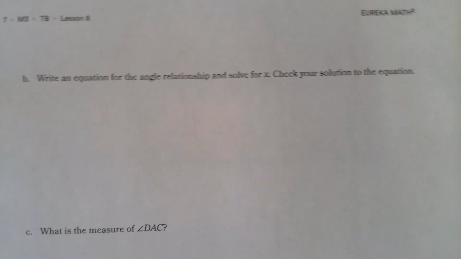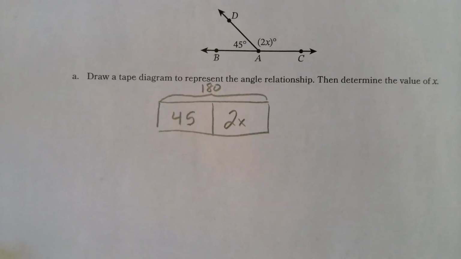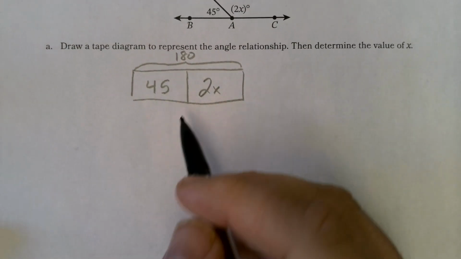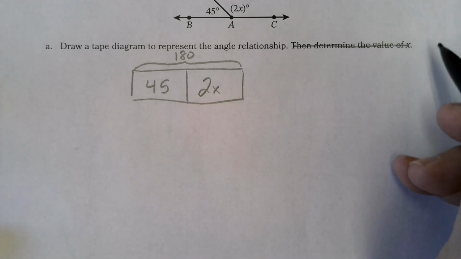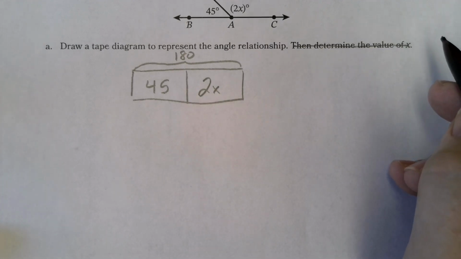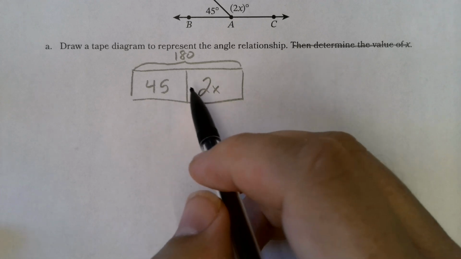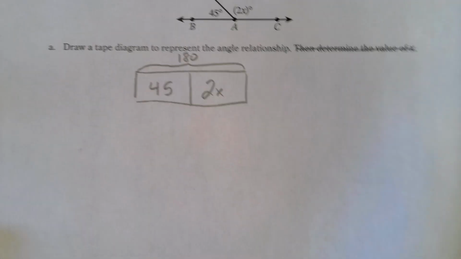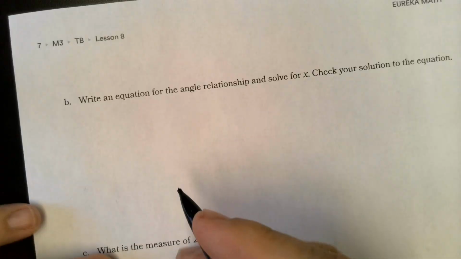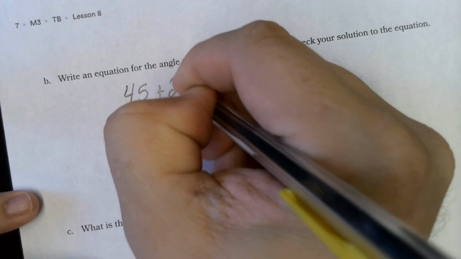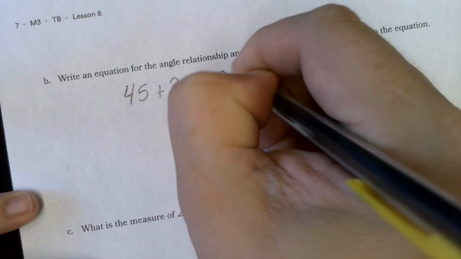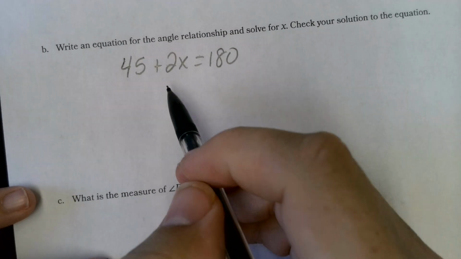I'm going to also assume that it says write the equation, yes. Okay, write the equation for this. Well, in that case, we'll cross this part out. We'll write the equation. So here's our tape diagram that represents this. So we're going to add these two things together, and they're going to equal 180 degrees. So again, we have 45 plus 2x equals 180 degrees.